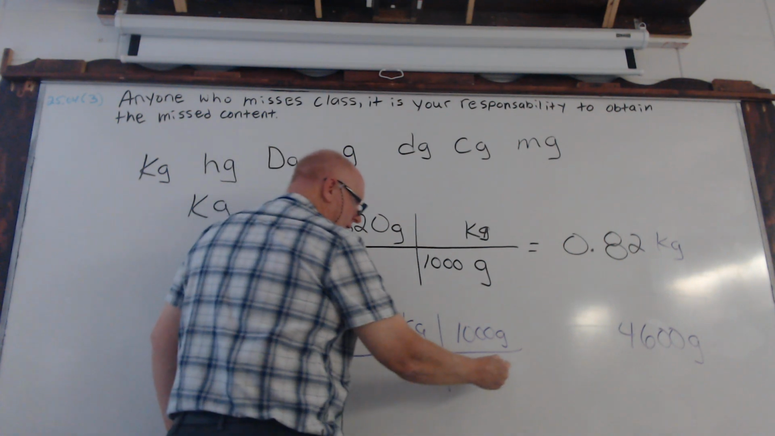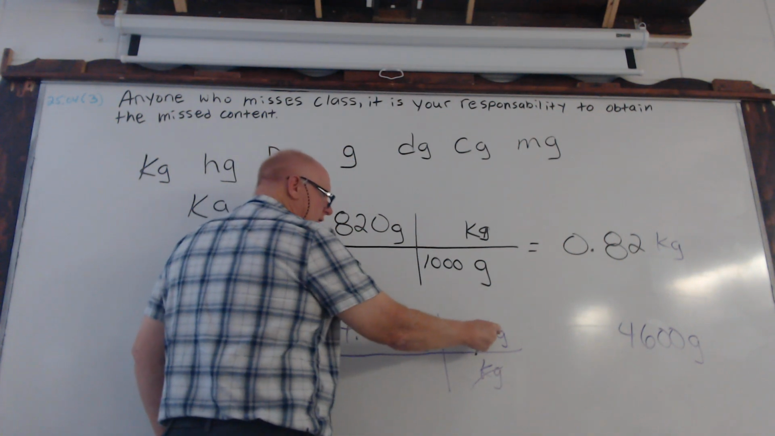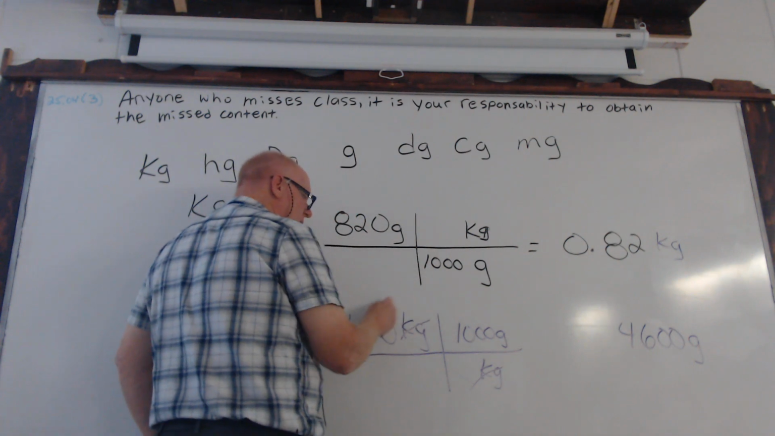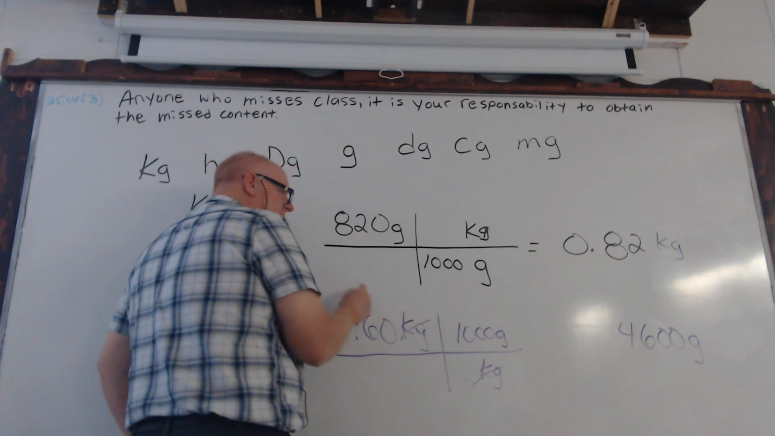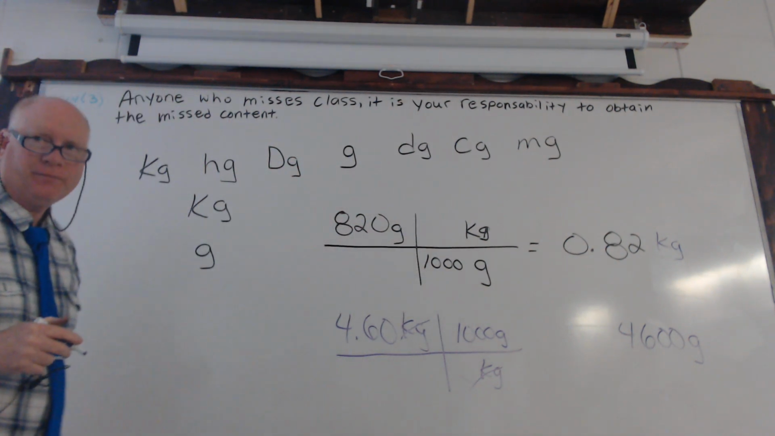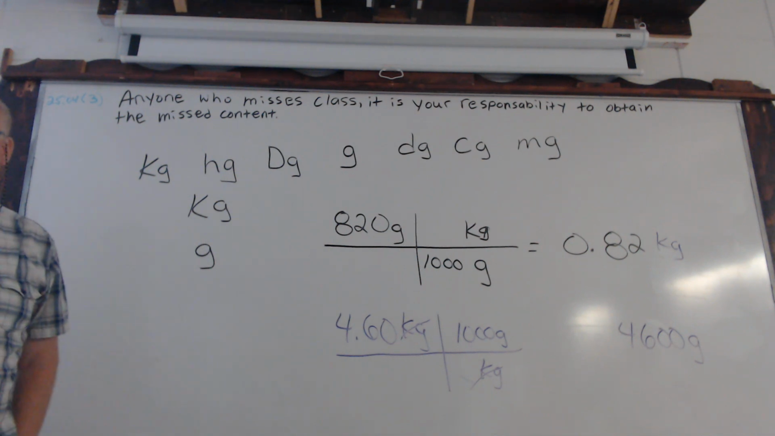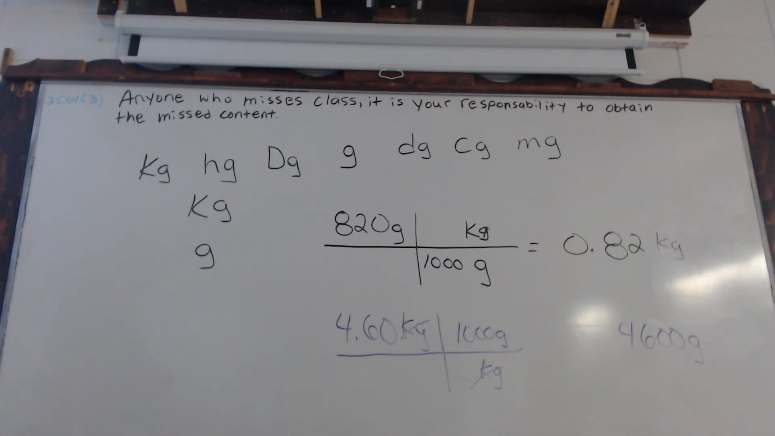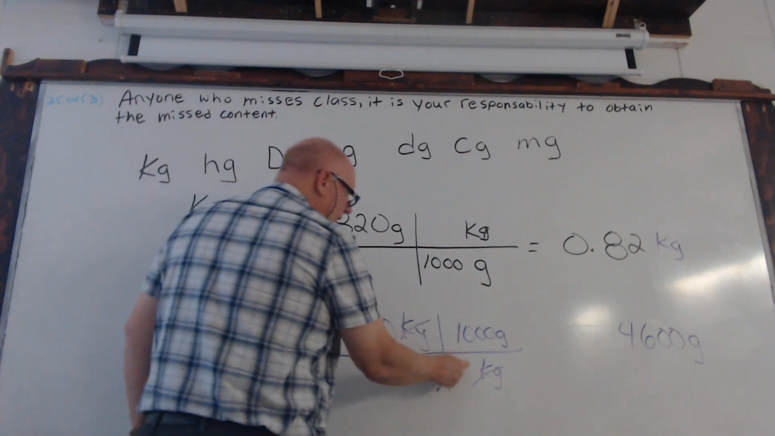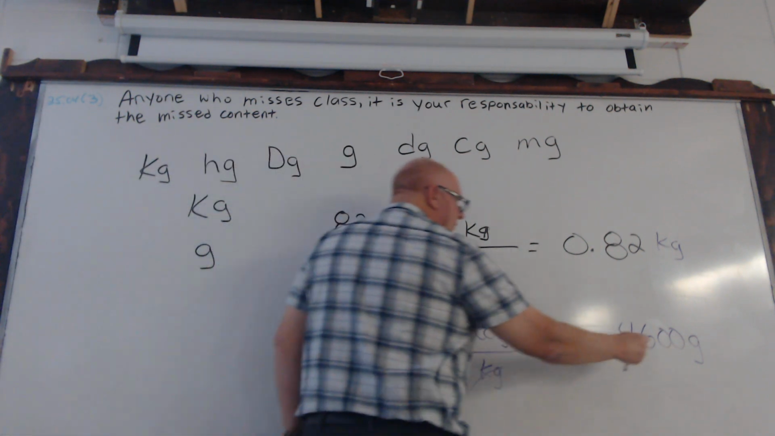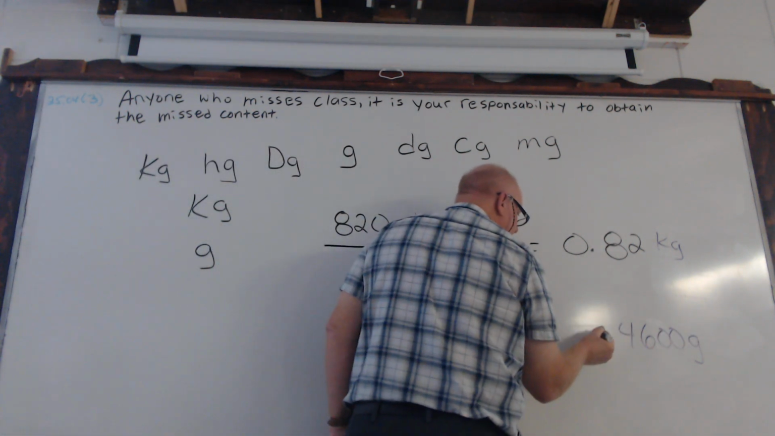So here, the kilograms cancel. You're just left with grams. These numbers are next to each other. So what happens when they're next to each other? You multiply them. And yes, the factors do cancel each other out. You're just left with grams, and that's what we were looking for.